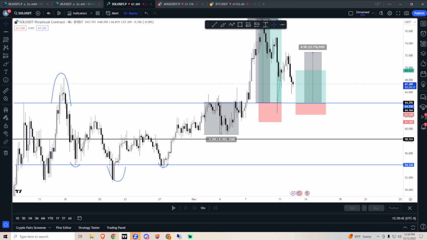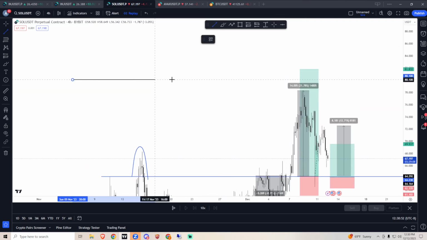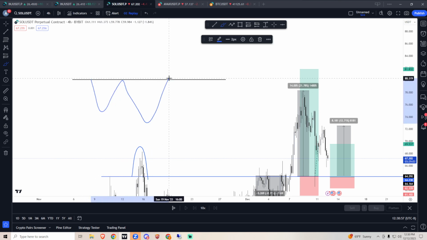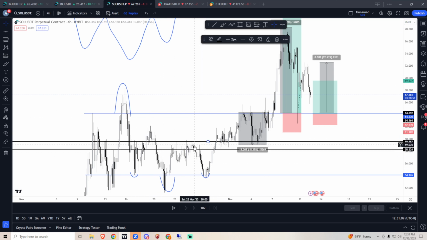That's not an inverse head and shoulders because it broke the neckline in the first shoulder. Are you talking about this? No, that's not an inverse head and shoulders. An inverse head and shoulders has a clean neckline. You can't have candles go above like that. If we didn't have this here, that would be an inverse head and shoulders. But for me, that's not head and shoulders or inverse head and shoulders.